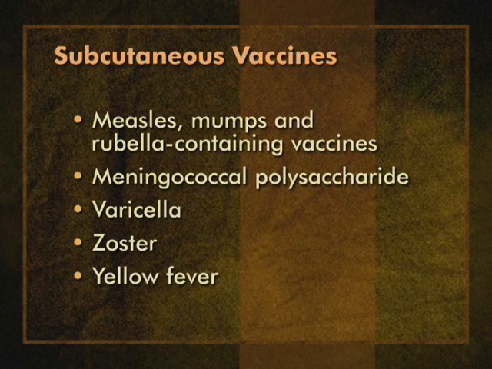This is a list of vaccines that should be administered by the subcutaneous route. Vaccines given subcutaneously include measles, mumps, and rubella-containing vaccines, either as trivalent vaccine or in combination with varicella vaccine, meningococcal polysaccharide, varicella, zoster, and yellow fever.